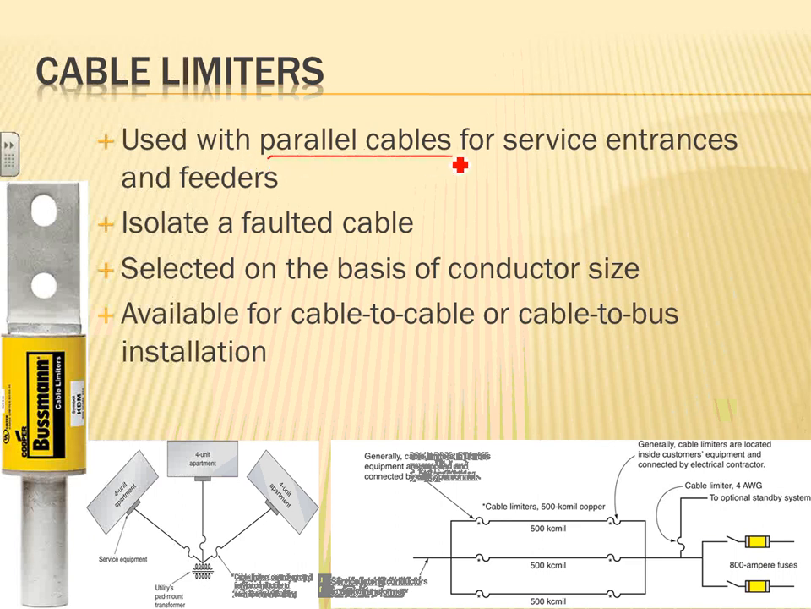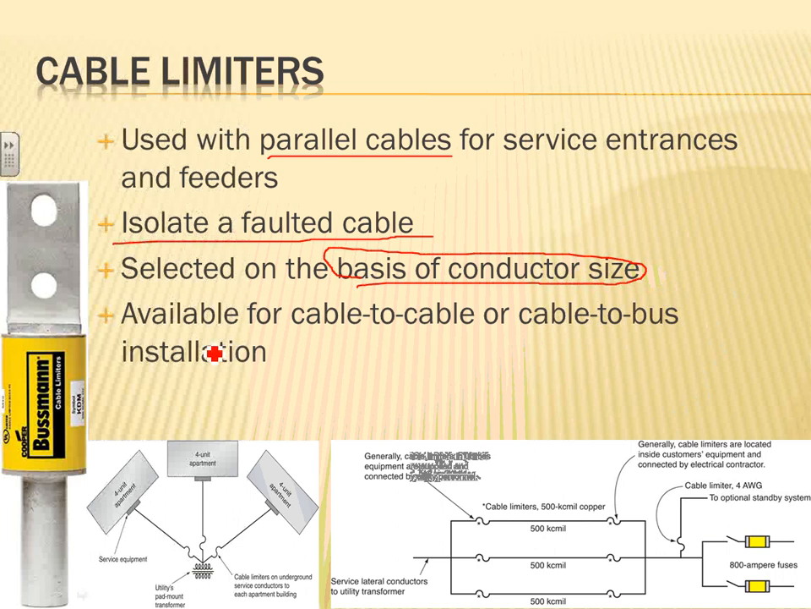Utilities love them all the time because of the survivability of the system. So what they do is they isolate the faulted current and are selected on the basis of conductor size and ampacity to protect that particular conductor. Cable to cable, cable to busway. So here's what they do. I have an 800 amp. It looks like we have a power system here. 800 amp fuse, it looks like, and we have 3 sets.